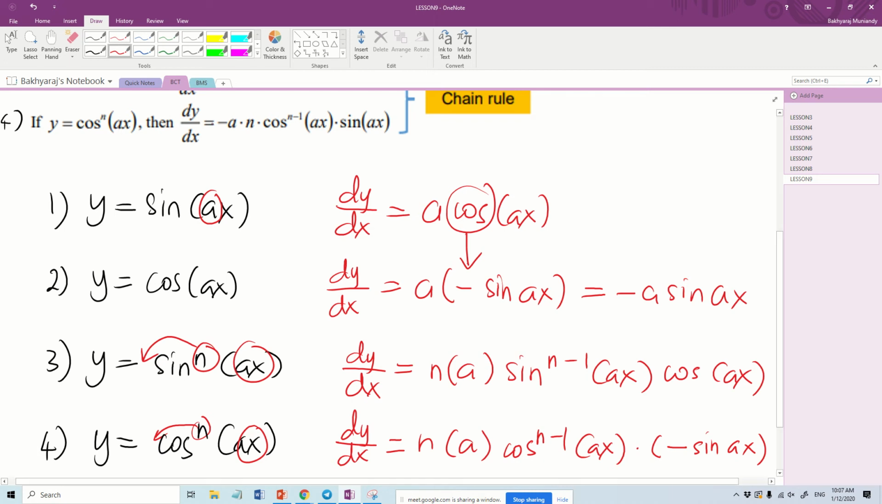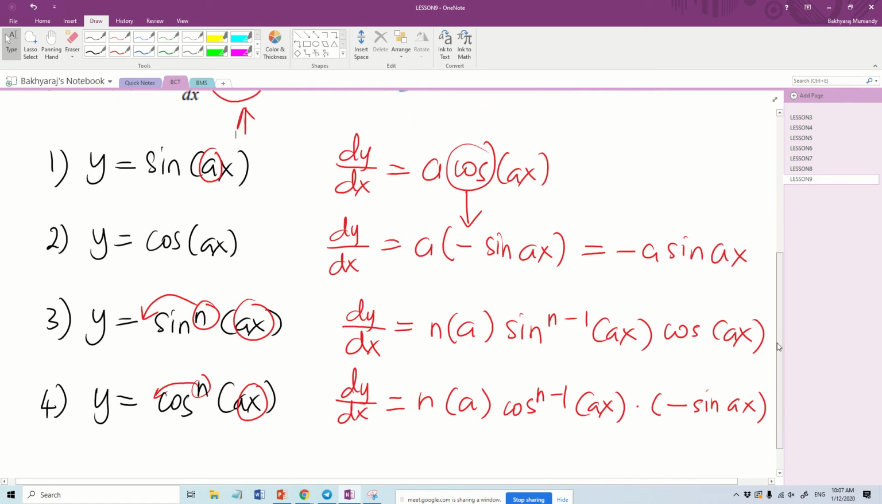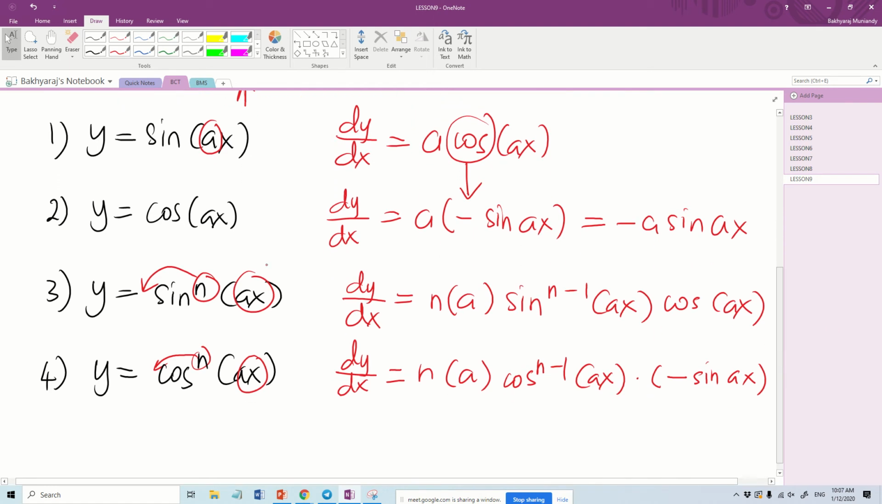That's why in the formula I put negative here. I put the negative because the negative is already brought to the front. So we have negative n a or a n, all the same thing. You have the negative and you bring it to the front. So negative a n or n a is the same thing. Then cos n minus 1 of ax and then sin ax.